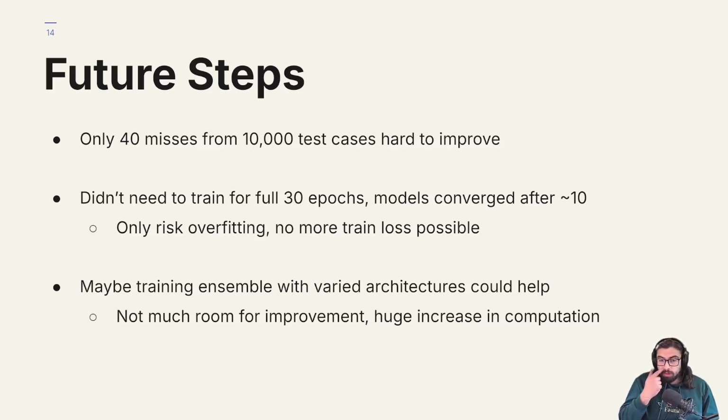And just while we're talking about future steps, it would be pretty hard to squeeze any additional performance out of this, I think. Only 40 misses from a set of 10,000 tests is pretty good on the scores, especially with some of the digits in the test data that I really wouldn't be able to classify just as a person.